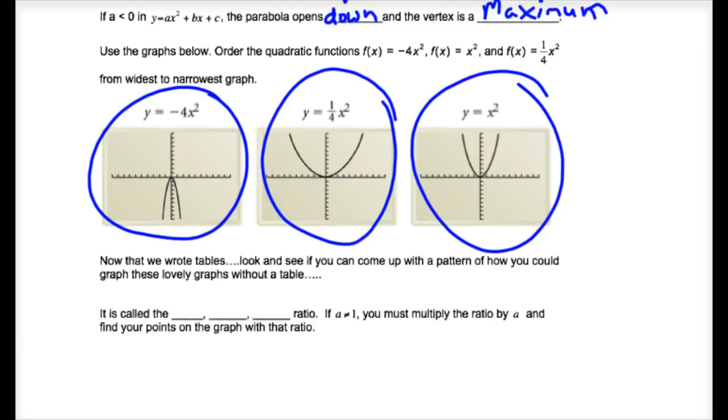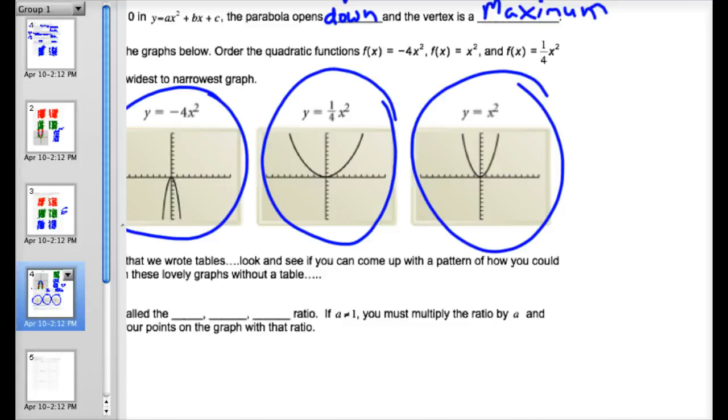All right, now here's the trick. Now we wrote tables. Look and see if you can come up with a pattern of how you could graph these lovely graphs without a table. Okay? There's a ratio. What I want you guys to do is flip back to like the second page on the parent function. Let me jump back there.